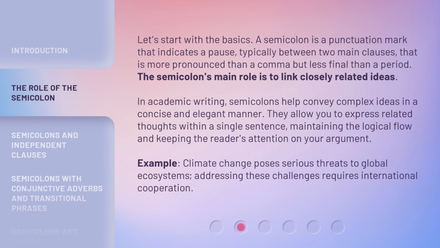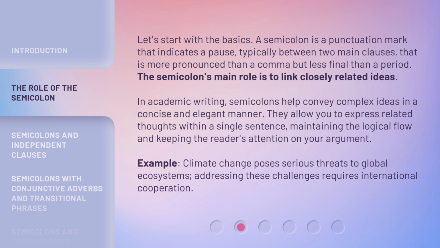Let's start with the basics. A semicolon is a punctuation mark that indicates a pause, typically between two main clauses, that is more pronounced than a comma but less final than a period. The semicolon's main role is to link closely related ideas.